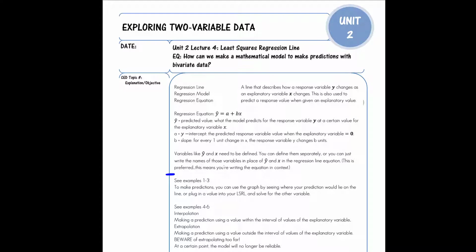Hey everybody, welcome back. Today we are in Unit 2, Lecture number 4, where we finally get to talk about the least squares regression line, otherwise known as the LSRL, because that's a whole lot shorter than saying least squares regression line. This is a super important topic in statistics, and it's actually a pretty cool application of pure mathematics based off of observations and looking at these scatter plots that form a line.